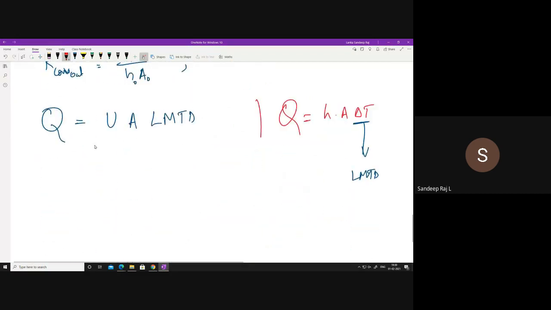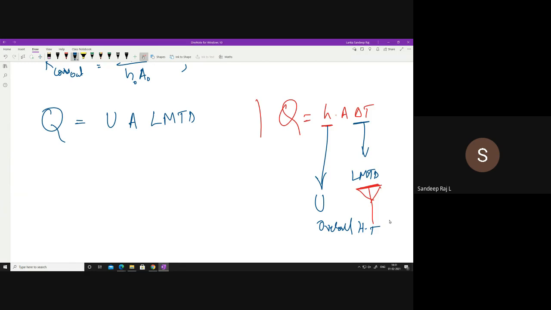So in place of delta T, we will use LMTD here, and it has been proven experimentally that LMTD is going to give the correct value of heat transfer; the predicted value and the experimental value both will match if you use LMTD. Area anyways is the same. In place of H, you will be using U, that is the overall heat transfer coefficient. So that's how you got this concept of Q is equal to UA LMTD.